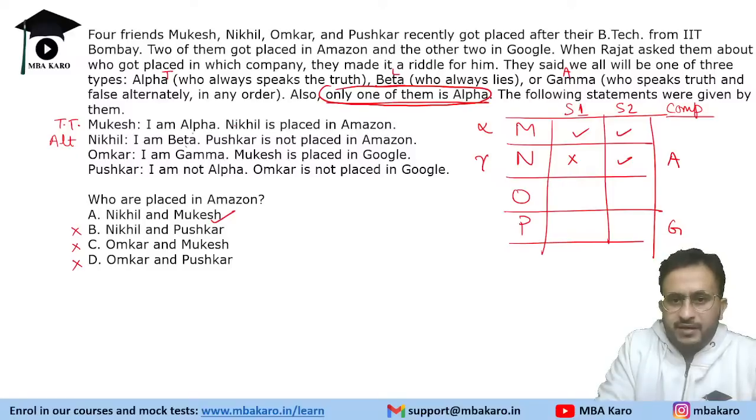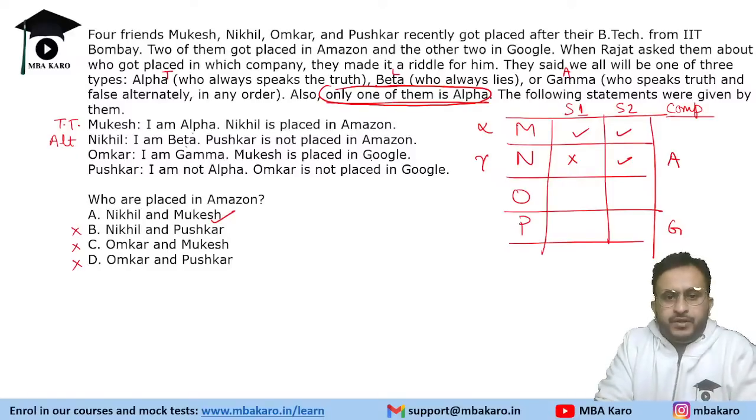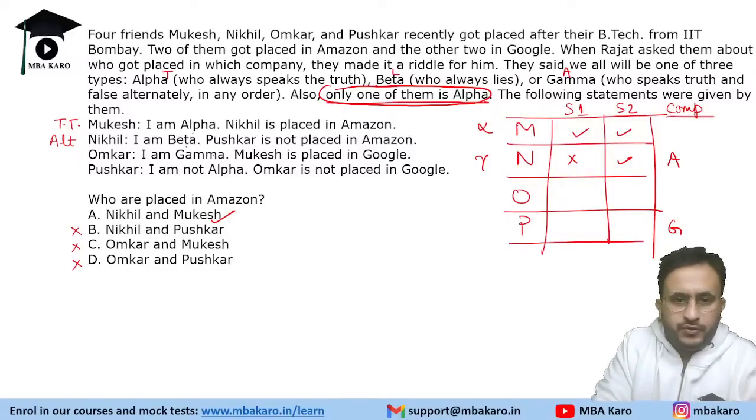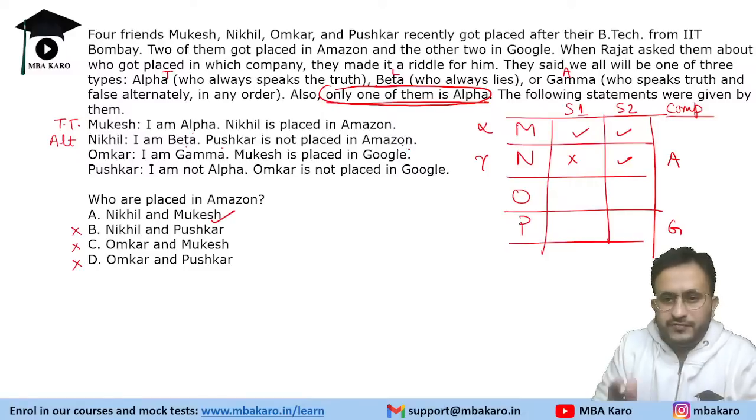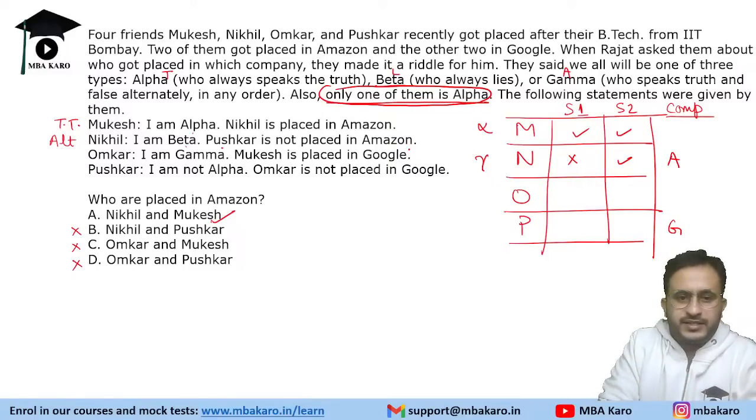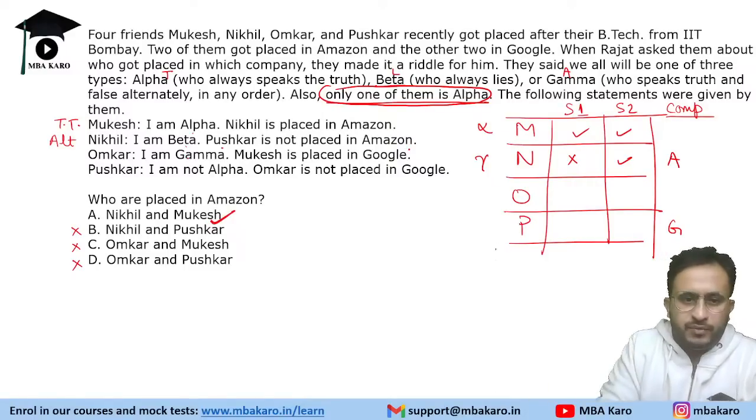Omkar says I am gamma. Okay, so Omkar can be gamma. Mukesh is placed in Google. So we do not know the authenticity of any of these statements. We will not use this answer. Okay, for now we are solving it the proper way.